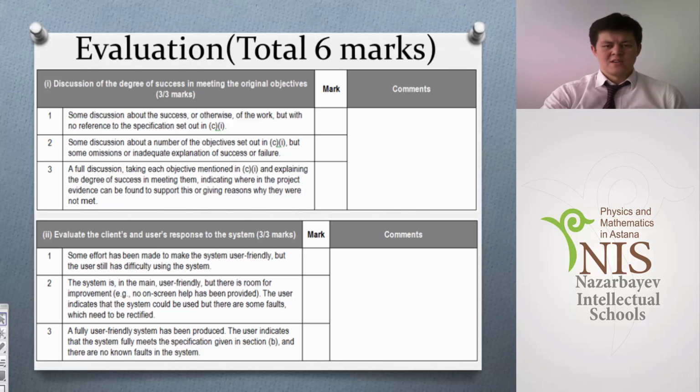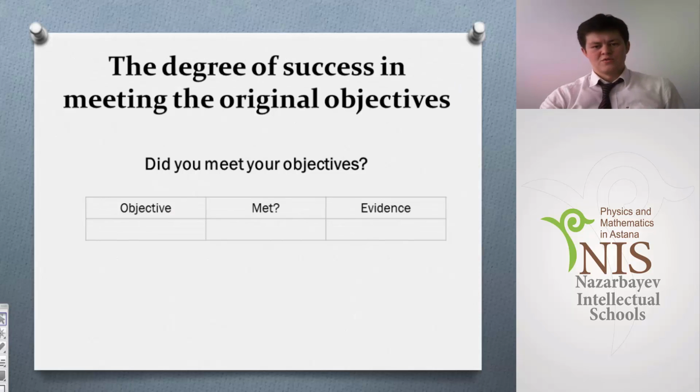Let's look at examples and try to explain. So the degree of success, as I said before, the main question that each student needs to ask is, did I meet my objectives? And in order to make it clear and to show it, put here like an evidence of your coursework, you need to create a table like this. And in this table you should say the first is the objective, the second is met or not, and an evidence, which page and which part of the coursework this section does include. Okay, carry on.